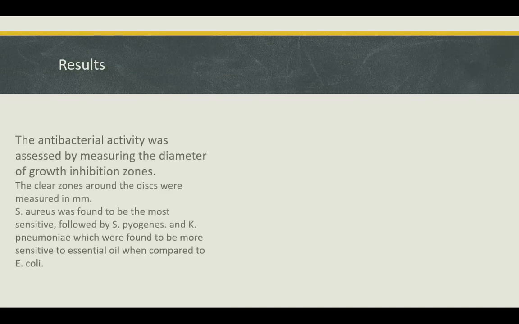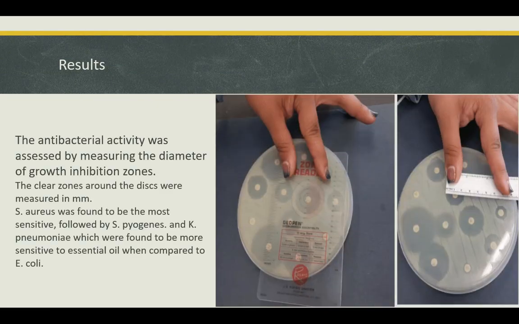The antibacterial activity of the M. piperita oil and different extracts was assessed using the agar well diffusion method by measuring the diameter of growth inhibition zone at different concentrations. The clear zone around the disc was measured in millimeters, and the antibacterial activity of oil and plant extracts was indicated by clear zones of growth inhibition.